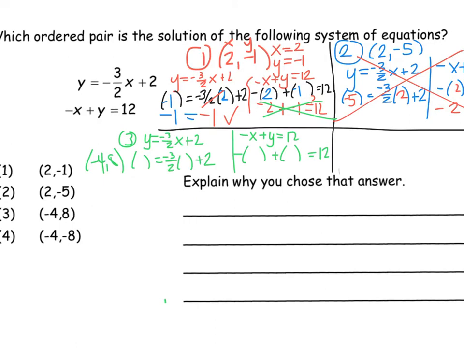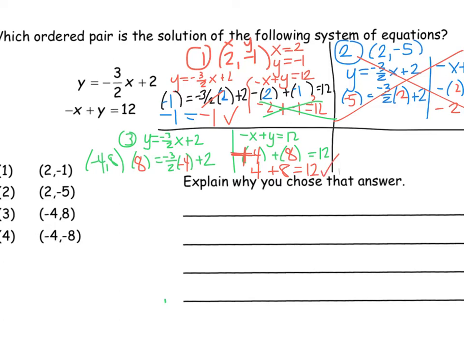Now we're going to test out the points -4 and 8. So we have 8 is y, -4 here. Then we're going to have -4 in here, and then 8 there. All right, so let's take a look at the second equation first, because that was where both of these messed up. All right, so we're going to have a +4. Negative turns positive. Plus 8, that equals 12. So that works. That's a true equation right there.